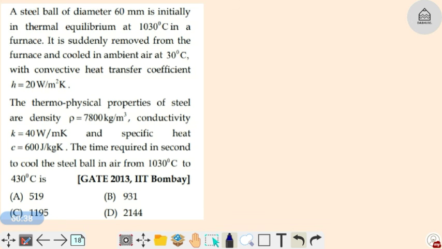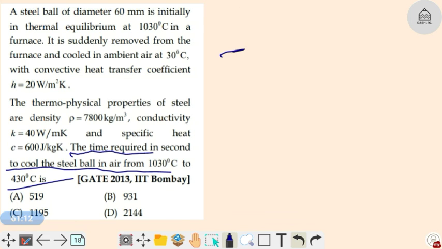A steel ball of diameter 60 mm is initially in thermal equilibrium at 1030 degrees Celsius in a furnace. It is suddenly removed from the furnace and cooled in ambient air at 30 degrees Celsius with convective heat transfer. The thermophysical quantities are as given. The time required in seconds to cool the steel ball from 1030 to 430.